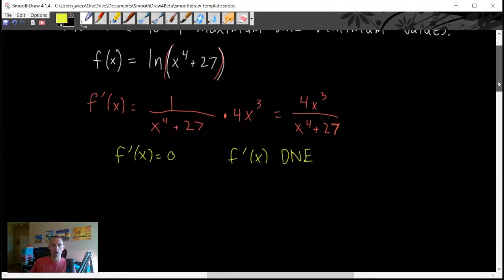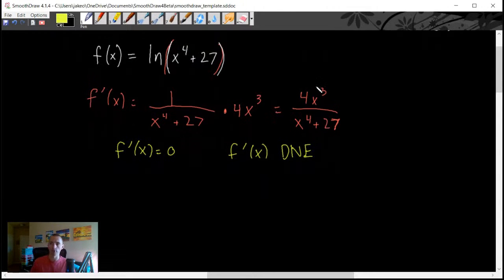In this case, our derivative is a rational function, which just means that we have a polynomial over a polynomial, a fraction where the top and the bottom are both polynomials. When your derivative is a rational function like this, it's pretty easy to split up and find critical numbers, because the only places where a fraction like this is going to equal 0 is where the numerator equals 0. So if we just look at 4x to the third and set that equal to 0, that's the only place where this whole fraction equals 0, because 0 divided by any number is 0.